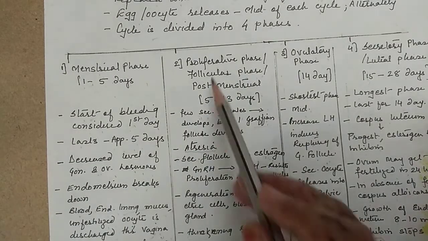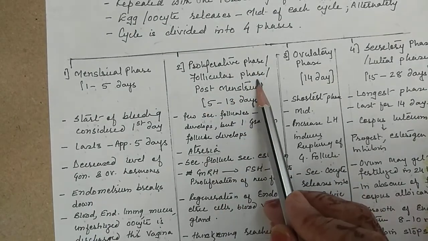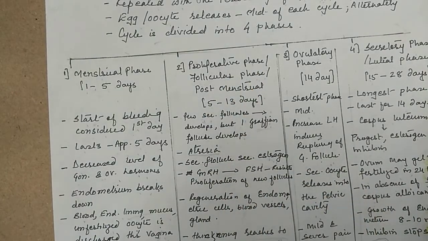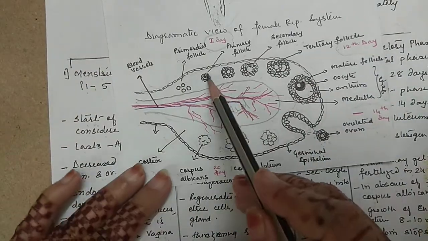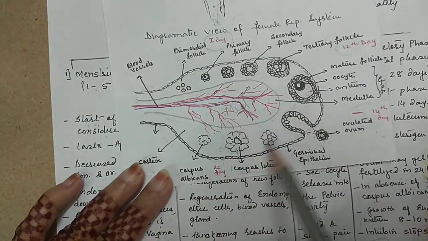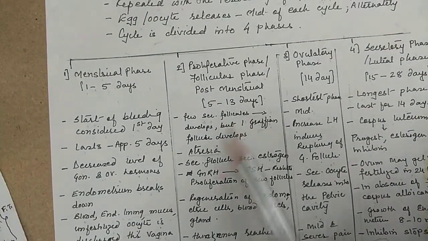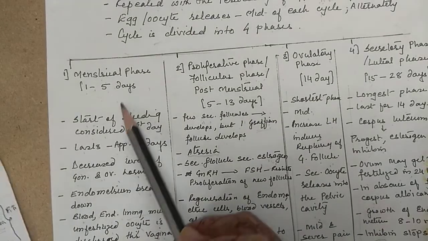What is the second phase? It is called the proliferative phase, also the formation phase, and the follicular phase. Follicular phase, what are follicles? Follicles are those which are present in the ovary containing the ova. So this follicle development starts, and ovulation development starts where? Here. Now this actually starts from the menstruation itself.